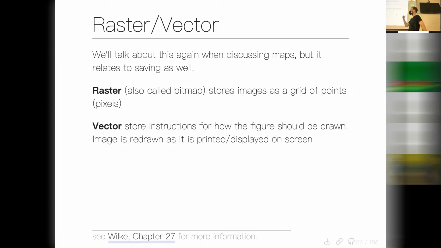So raster, also called bitmap, stores everything in pixels. So everything is literally a grid of colors, right? You take the plot and you cut it up into a grid, and then you fill in each grid cell with a specific color, basically, okay? Vector graphics function completely differently. Vector graphics actually have instructions inside them that tell the software how to create the plot.